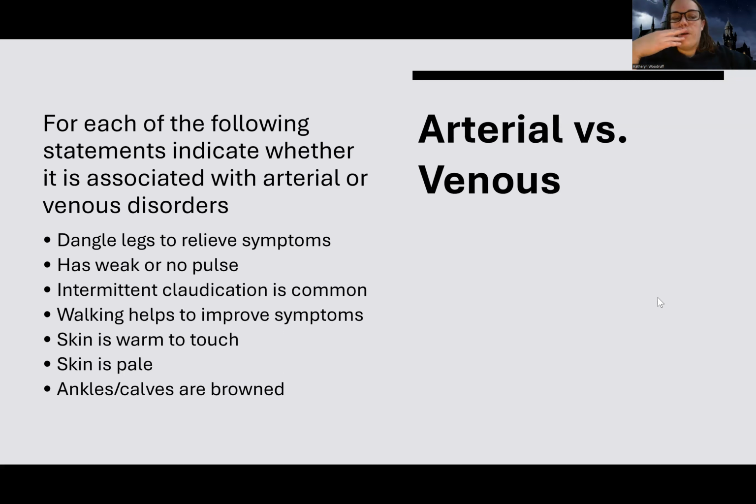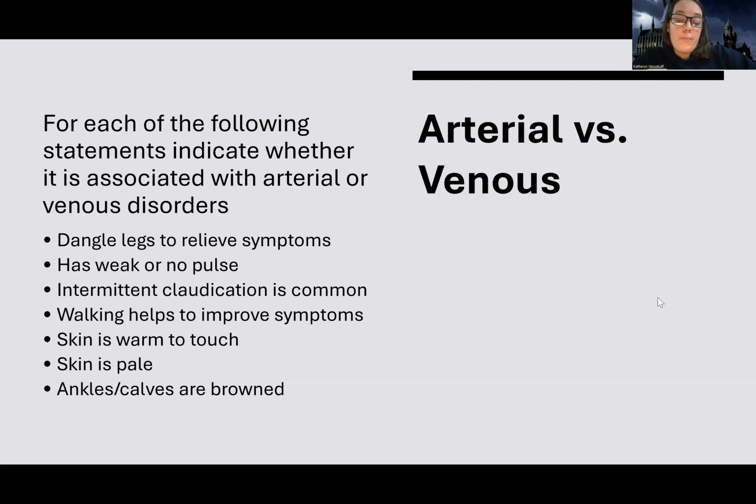And so remember arterial, they're going to be cold and pale. So which one's going to be warm? It's going to be venous. So warm, pooling of blood, is going to be venous. So we have skin is warm to touch is venous, skin is pale is going to be arterial, and last but not least, ankles or calves are browned. That's going to be a venous problem.